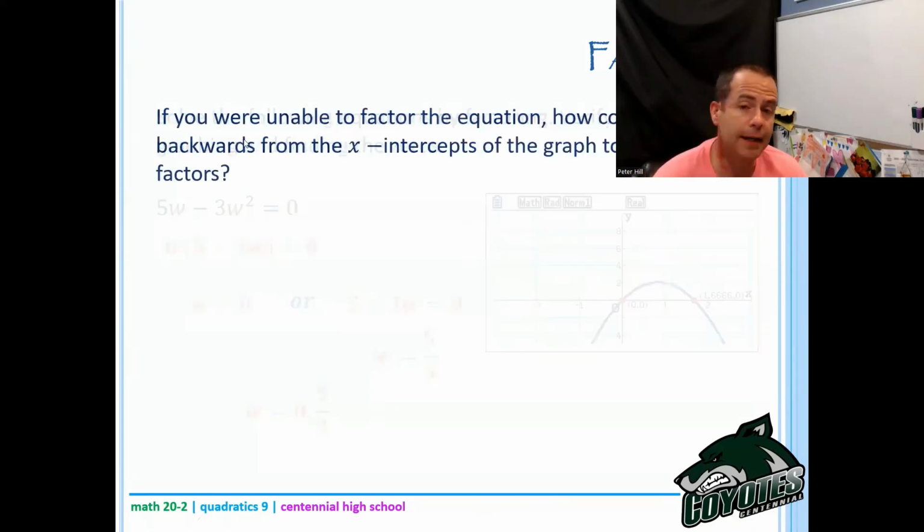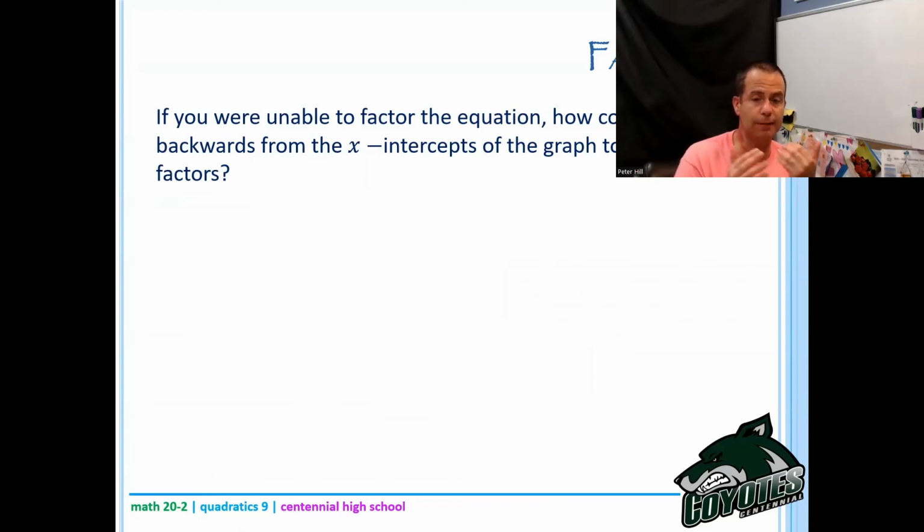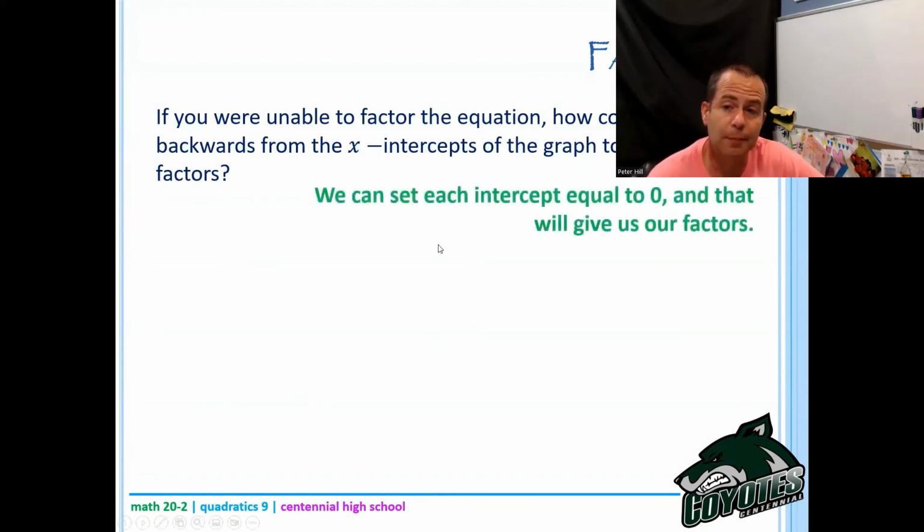If you are unable to factor the equation, how could you work backwards from the x-intercepts of the graph to determine the factors? We've actually done this before in some of our other homework questions where I've asked you to build me an equation, given the x-intercepts. That's what we're going to do here. So let's just pick some numbers. We set each intercept equal to 0, and that will give us our factors.